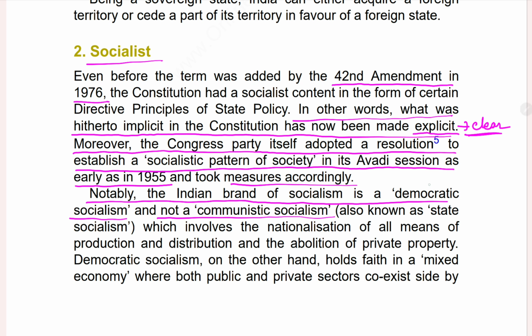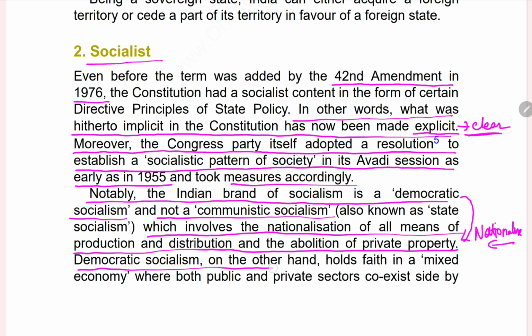So India follows democratic socialism. Communist socialism is followed by China and Russia, which involves the nationalization of all means of production and distribution and abolition of private property. So, whenever we talk about communist socialism, it means that all the production is nationalized, like the nation has its control over the production of all the goods, and there is abolition of private property.